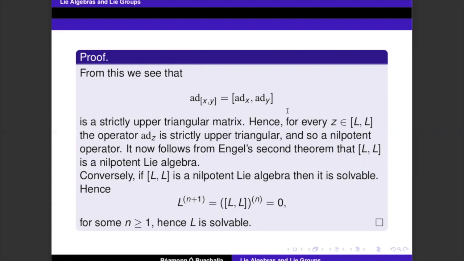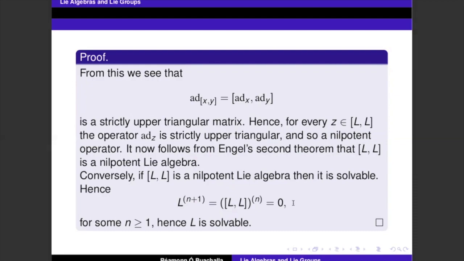Now going the other way, it's actually pretty easy. We discussed this before, but let's just remind ourselves. So conversely, if the bracket of L and L is a nilpotent Lie algebra, then L is solvable. Because remember, nilpotent implies solvable. It's a special case. In particular, we know that the sequence of brackets is going to vanish. And that means that L is actually solvable. So nothing really going on there except for the definition of solvable and nilpotent.